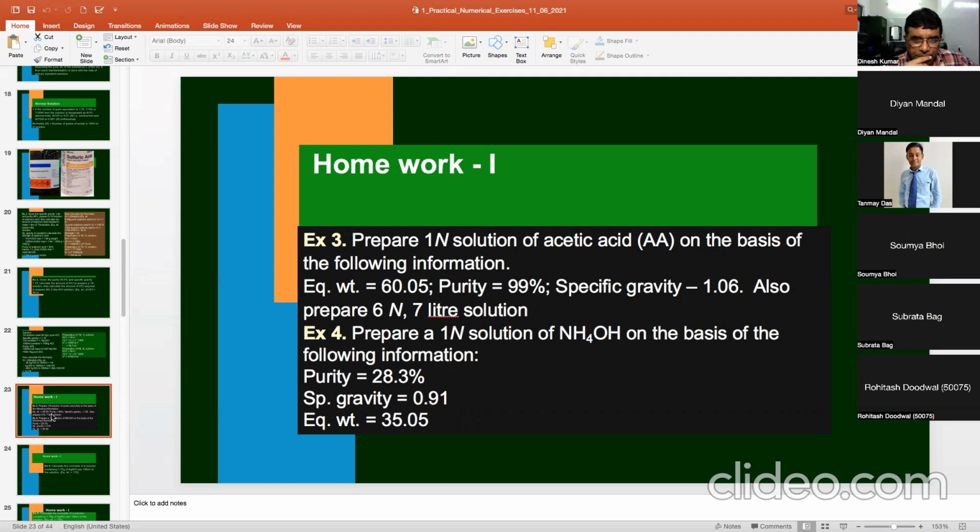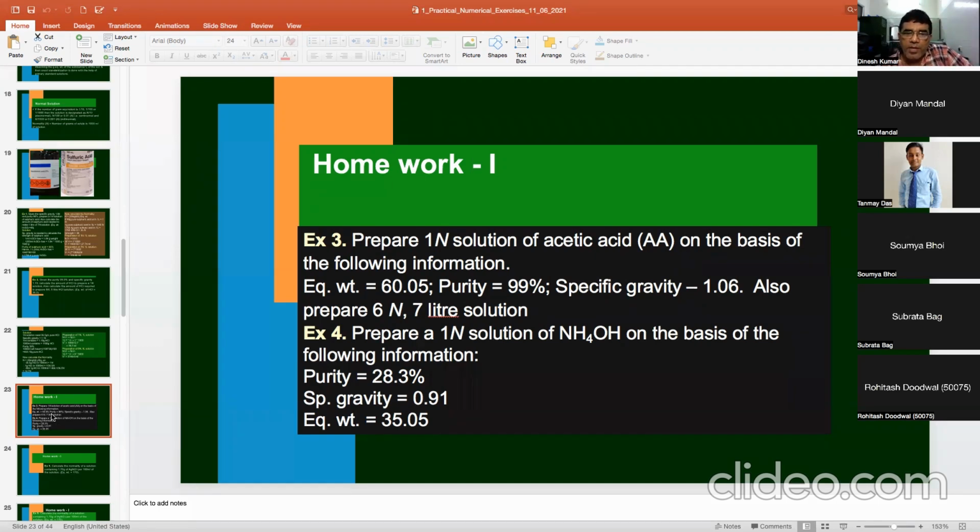Now, prepare one normal solution of acetic acid on the basis of the following information. This question can come in any form. Equivalent weight is 60 for this acetic acid. Purity is 99%. Its specific gravity is 1.06. And then you need to prepare a 6 normal 7 liter solution.